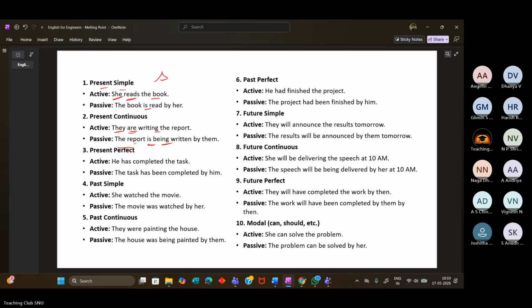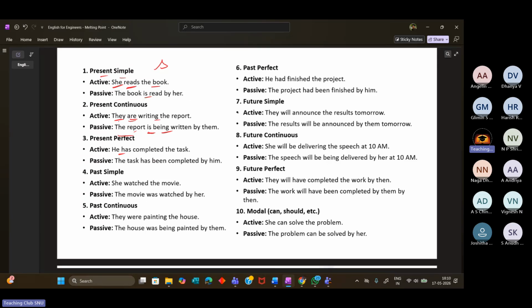The next one is present perfect. In present perfect you have has or have in it. So what we do is just put has been or have been before the verb we have there. So that's it. And then past simple.